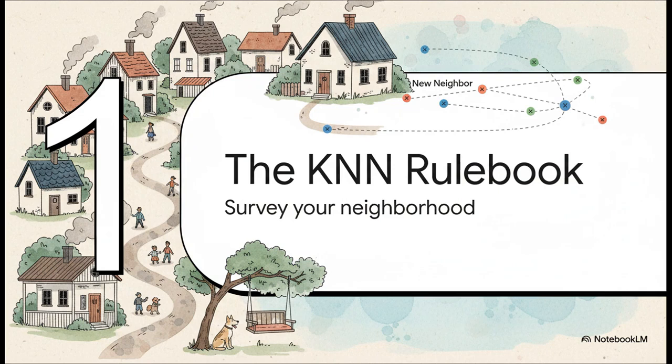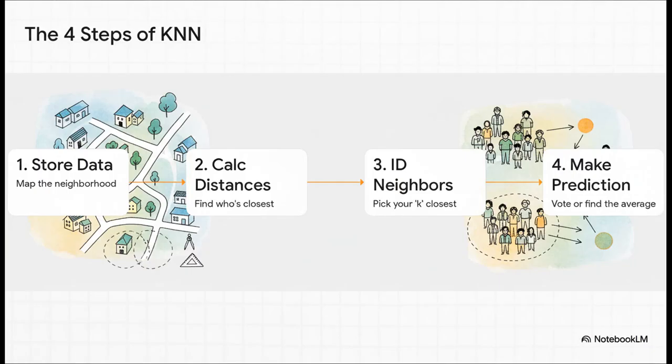Okay, so how does this whole surveying the neighborhood thing actually work under the hood? Let's break down the simple, step-by-step rulebook that KNN follows. The process is incredibly straightforward. Just 4 steps. First, it literally just stores all the data. That's it. It maps out the whole neighborhood, and that's why people call it a lazy learner.